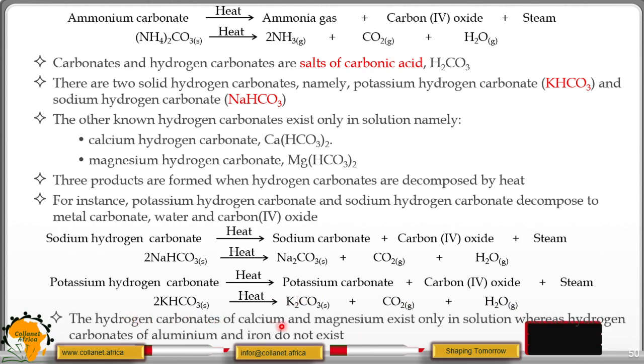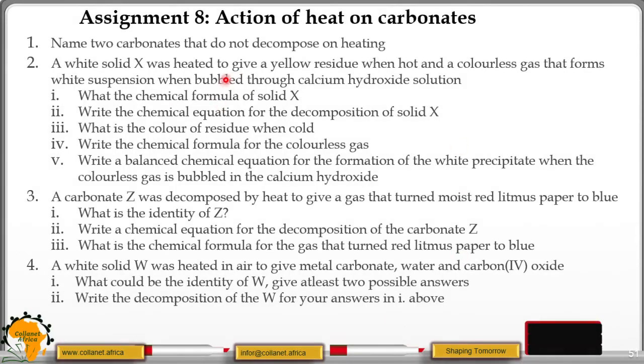The hydrogen carbonates of calcium and magnesium exist only in solution form, whereas hydrogen carbonates of aluminum and iron do not exist. That brings us to the end of our 8th lesson.